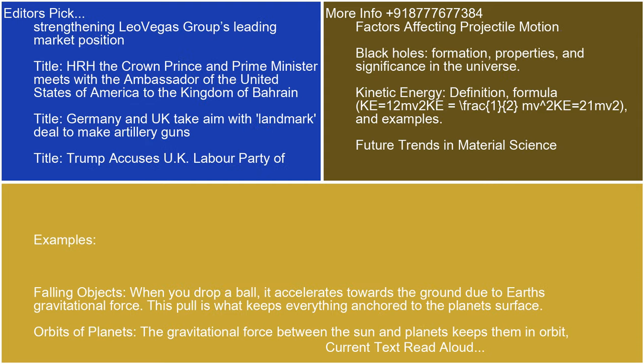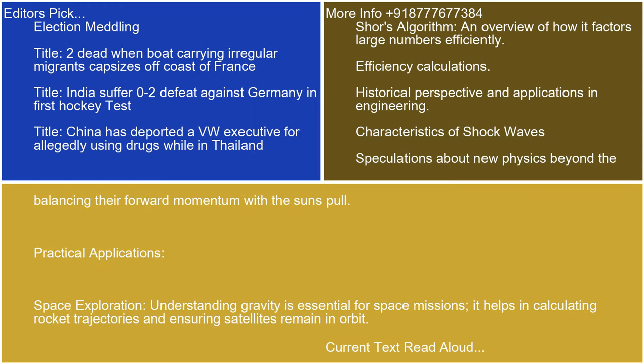Examples: falling objects. When you drop a ball, it accelerates towards the ground due to Earth's gravitational force. This pull is what keeps everything anchored to the planet's surface. Orbits of planets. The gravitational force between the Sun and planets keeps them in orbit, balancing their forward momentum with the Sun's pull.